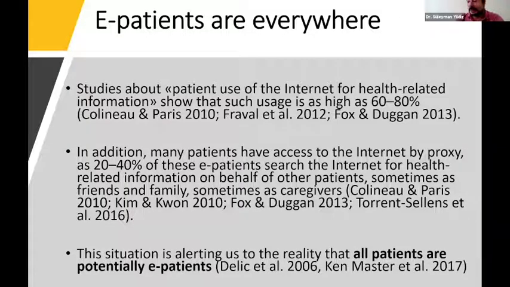Studies of patient use of the internet for health-related information show that such usage is as high as 60 or 80% according to the studies. In addition to that, many patients have access to the internet by proxy, as 20 or around 40% of e-patients search the internet for health-related information on behalf of other patients, sometimes friends and family, sometimes as caregivers. Many patients are also aware of the situation, which underlines the reality that all patients are potential e-patients.